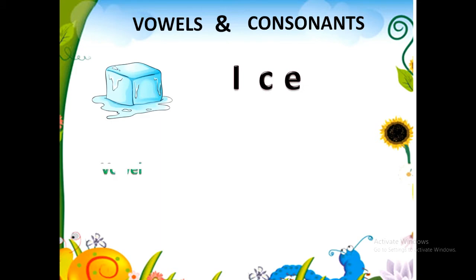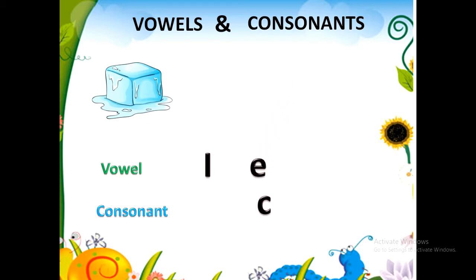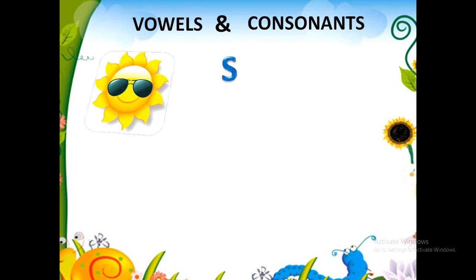Eyes. I-C-E. Eyes. Here, first letter is I. I is a vowel. Next letter is C. C is a consonant. The third letter is E. E is a vowel. In this word, eyes, 2 vowels and 1 consonant is used.